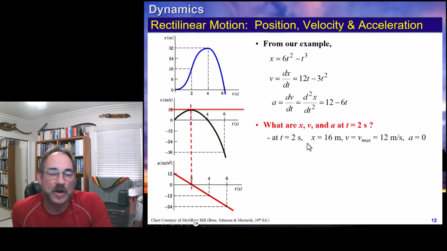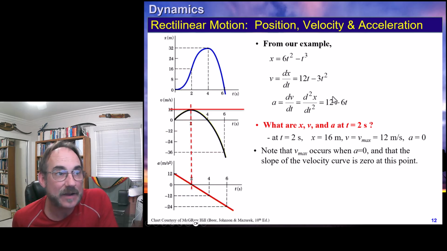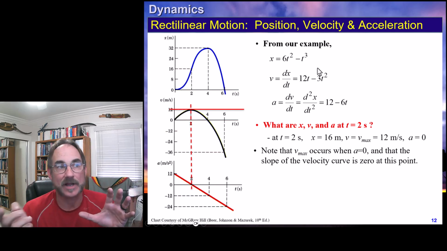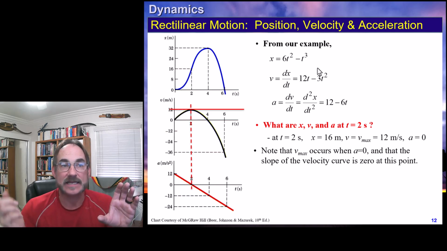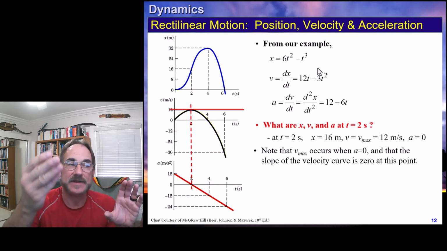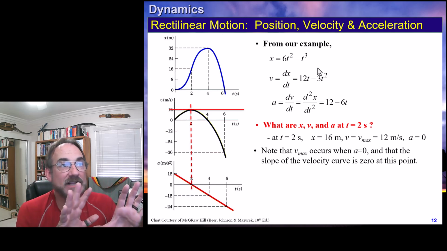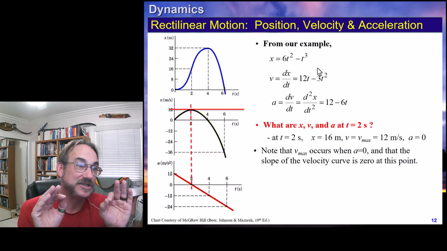So if we want to know what the position, or the velocity, or the acceleration is at any given time, we select the appropriate equation for position, velocity, or acceleration, and just plug in the values of time. Since x is a function of time, we can plug in time to get x. Since velocity is a function of time, we can plug in time to get v. Since acceleration is a function of time, we can plug in time to get acceleration. We can also, having the velocity, calculate what the position is. Or we can use position to do this.